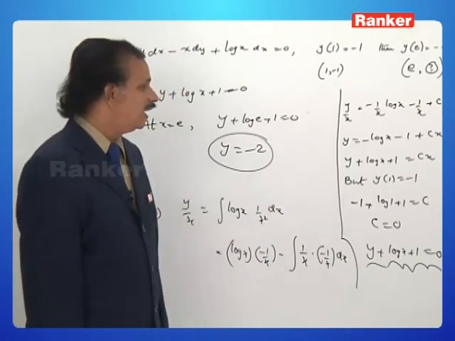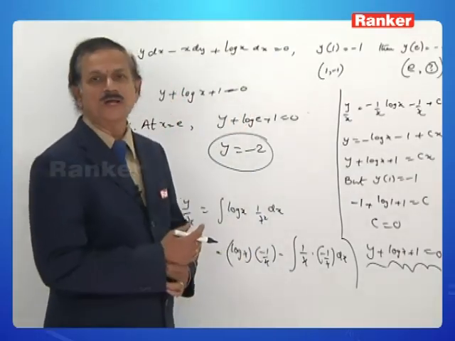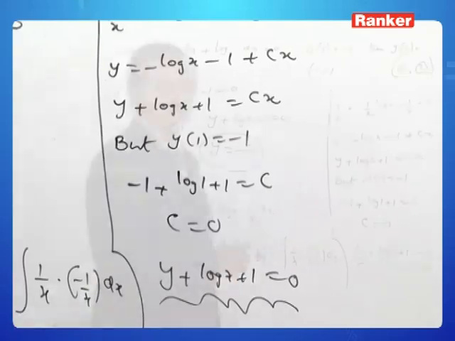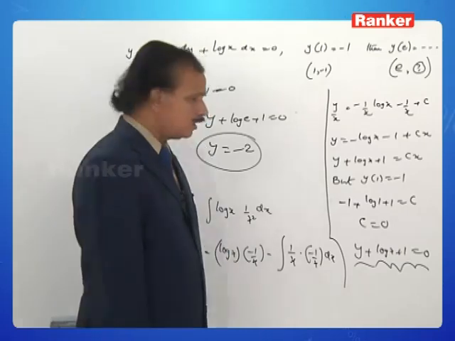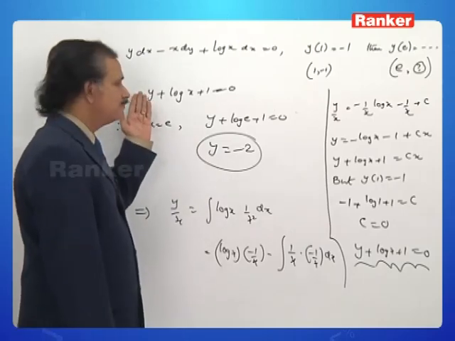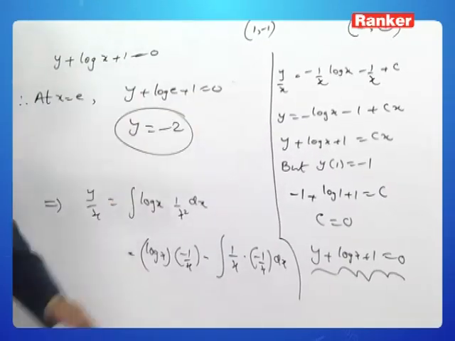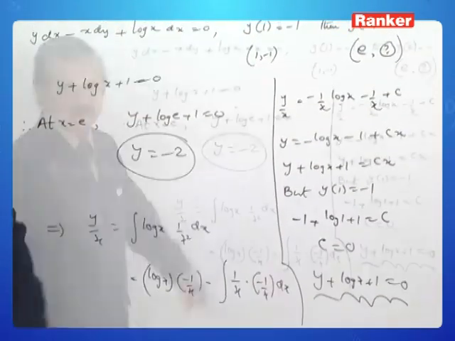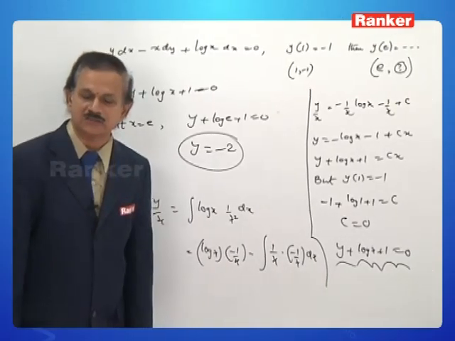The first piece of information, y of 1 is equal to minus 1, helped us to find c. Of course, c is 0, and hence the solution has become y plus log x plus 1 is equal to 0. Well done. But the actual question is y at e is required. Okay, let us substitute x is equal to e in that solution. What is going to happen? y plus log e plus 1 is equal to 0. 1 plus 1 is 2. If it goes this side, y is equal to minus 2, where x is equal to e. That is, y at e is minus 2, the final and ultimate answer.